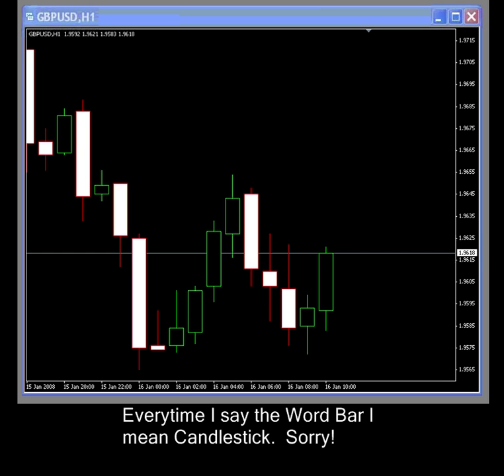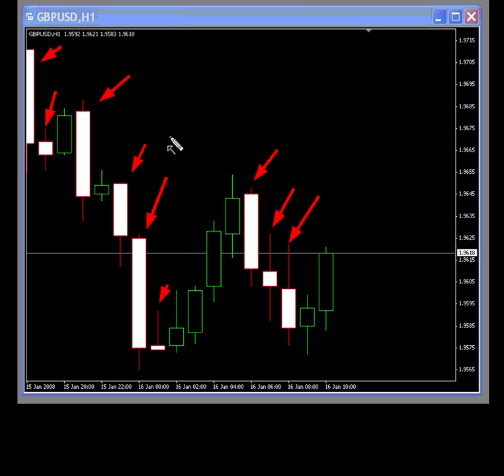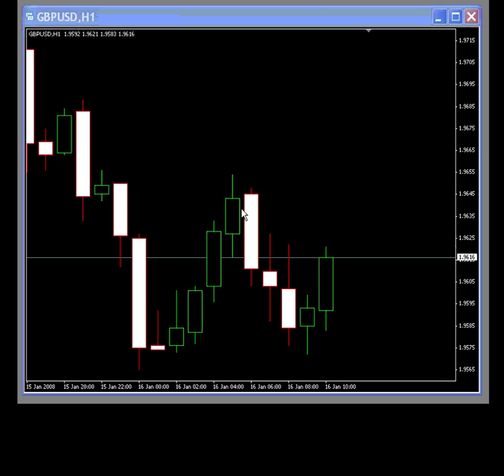So that means every candle that has the red outline and the white interior is going to be a down candle, and that means that the open is always higher than the close. Okay, so that covers bars and candlesticks.